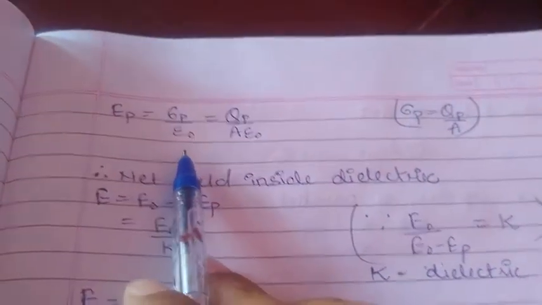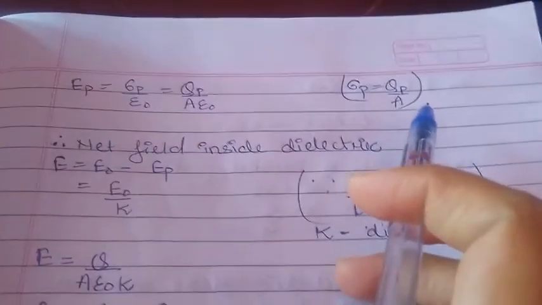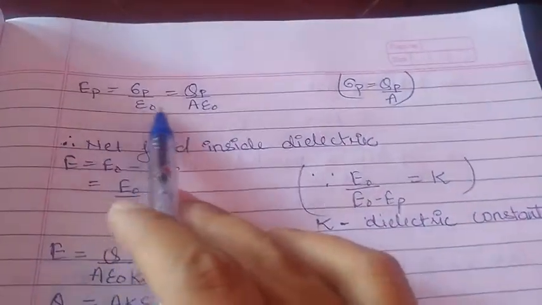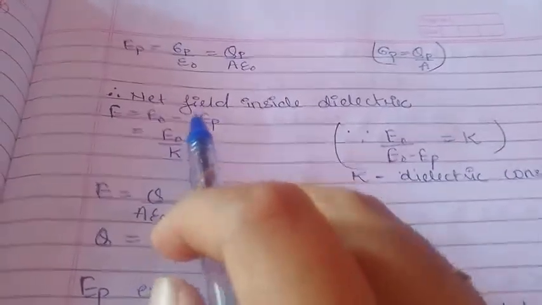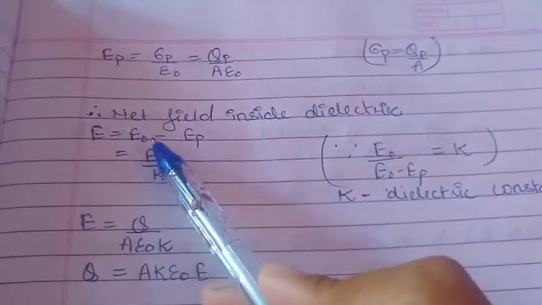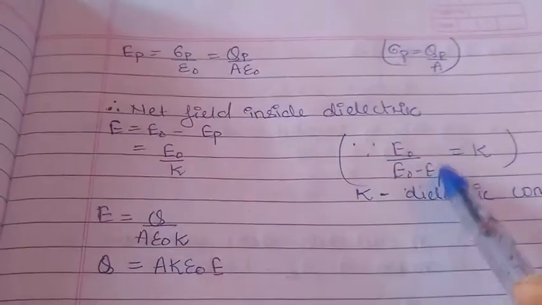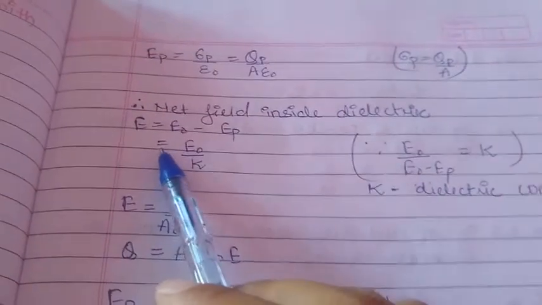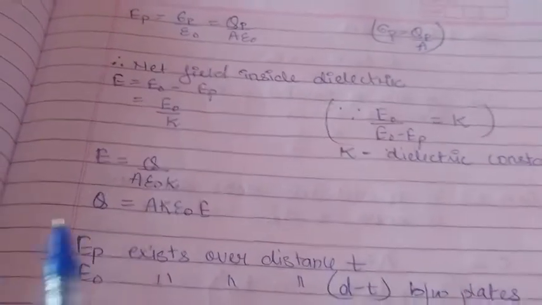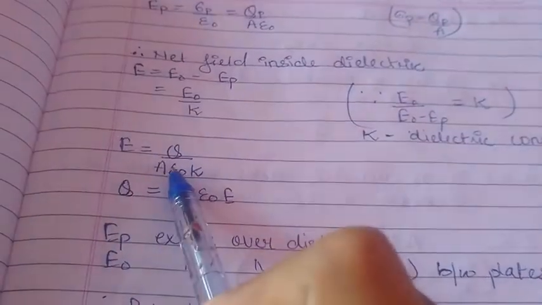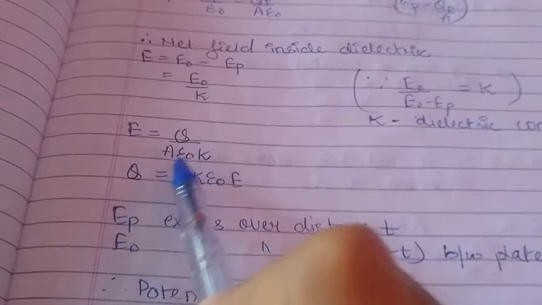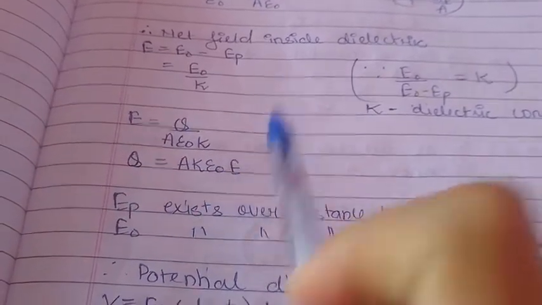The direction of this electric field EP due to the induced charges is opposite to that of E naught. Now, EP you can write as sigma P by epsilon naught, where sigma P is the surface charge density of those new induced charges, that is QP by A. So, you get the new equation. As the directions of both electric fields are opposite, the net electric field inside the dielectric can be written as E naught minus EP. Now we have seen this relation earlier, so from that we can write that the net electric field inside the dielectric is E naught by K. As we know, E naught is Q by A epsilon naught, so substituting the value of E naught and rearranging, you get E equals Q by A K epsilon naught.